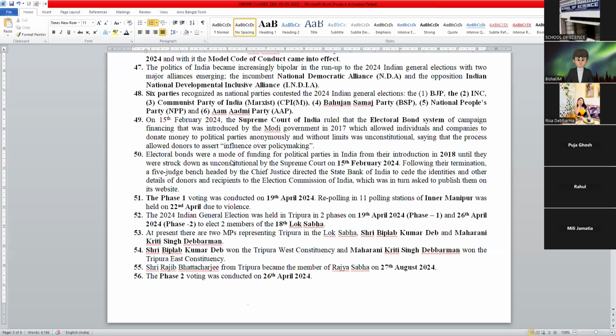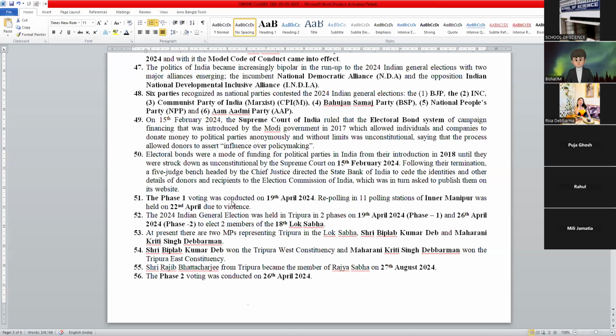Electoral bonds were a mode of funding for political parties in India from their introduction in 2018 until they were struck down as unconstitutional by the Supreme Court on 15 February 2024. Following their termination, a 5-judge bench headed by the Chief Justice directed the State Bank of India to submit the identities and other details of donors and recipients to the Election Commission of India, which was in turn asked to publish them on its website.